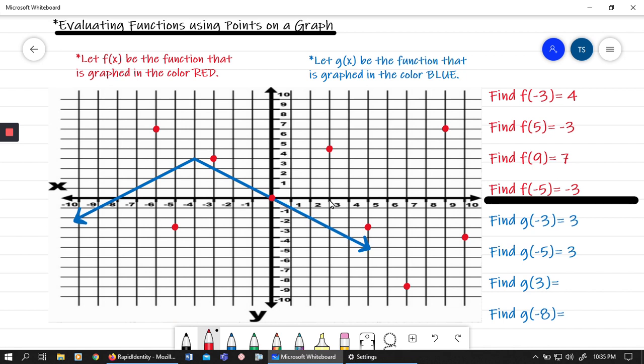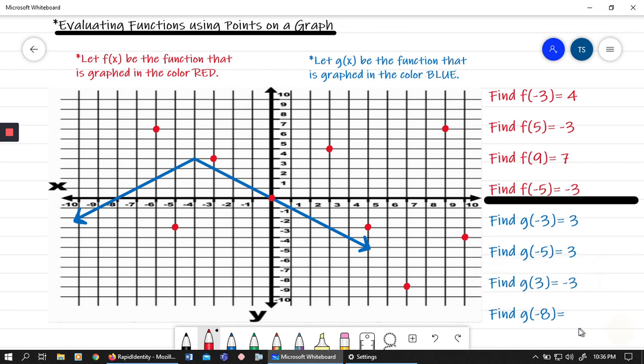The only place on that blue graph, g of x, we have to go down in order to get to that blue graph. So down how many? Let's count it. 1, 2, 3. We go down 3. That means that the y value at this particular x value is negative 3, because we had to go down 3 at this x value. So the y value there at this x value is negative 3.